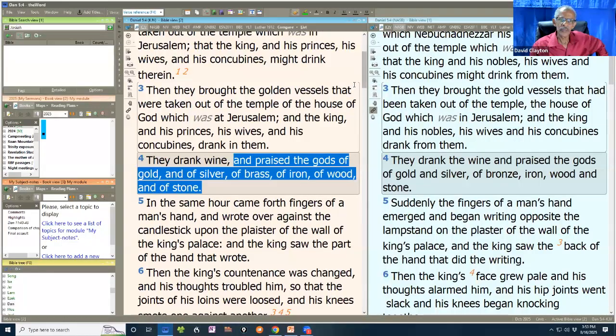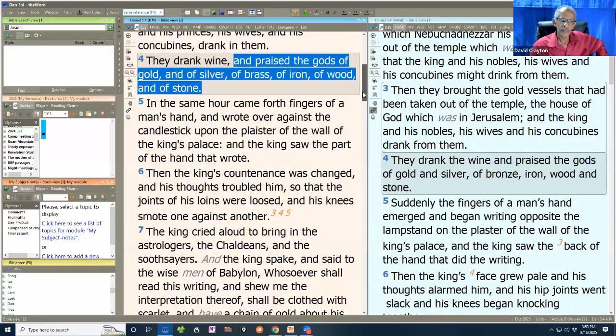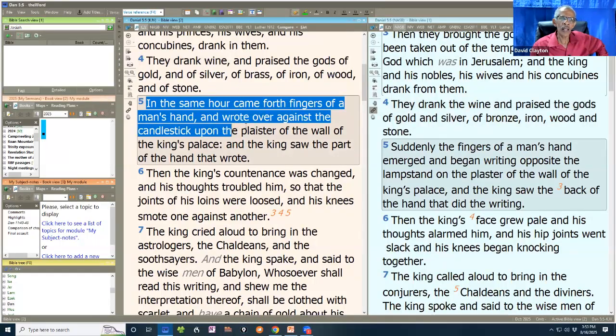Because it says in verses 5 and 6, in the same hour came forth fingers of a man's hand, and wrote over against the candlestick upon the plaster of the wall of the king's palace. And the king saw the part of the hand that wrote.